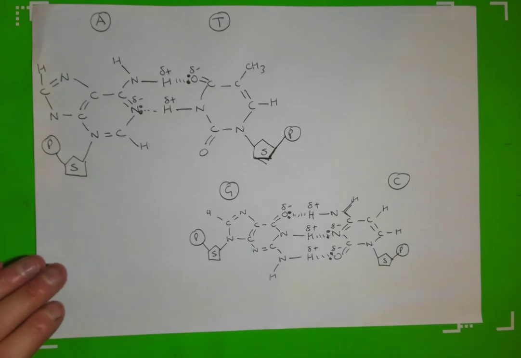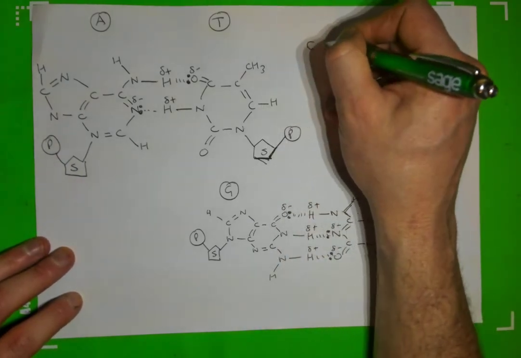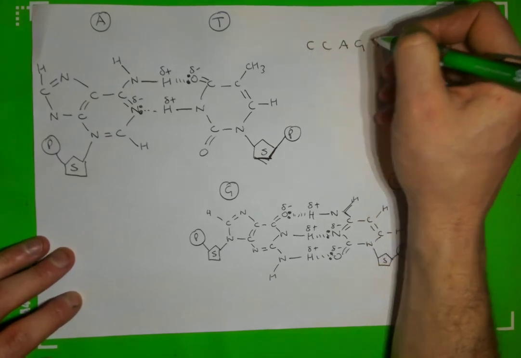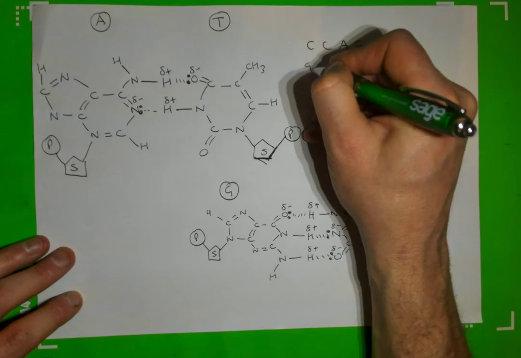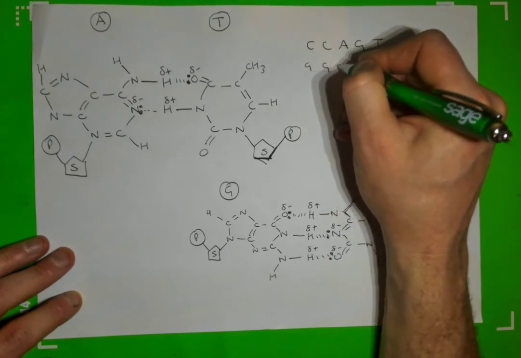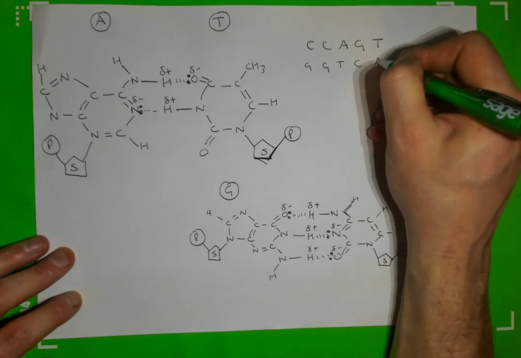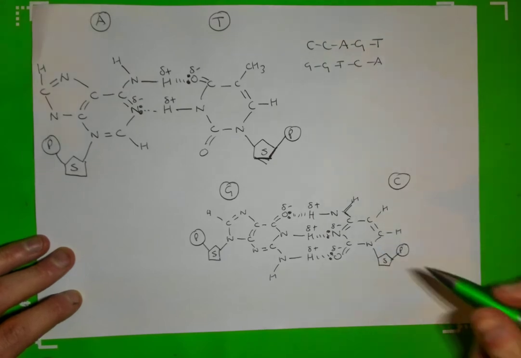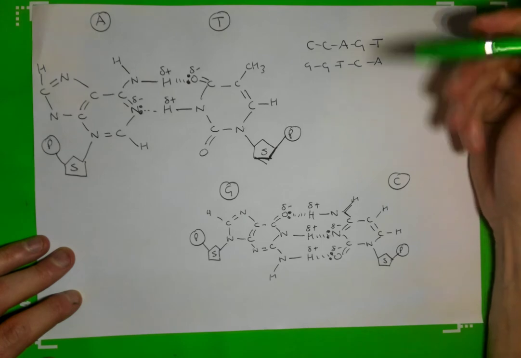So if the strand of DNA had the base sequence of C, C, A, G, T, for example, then the other strand would have to have the sequence of G, G, T, C, A. So there's one strand there, and there's the other. The reason is that C can hydrogen bond with G, A can hydrogen bond with T, etc.